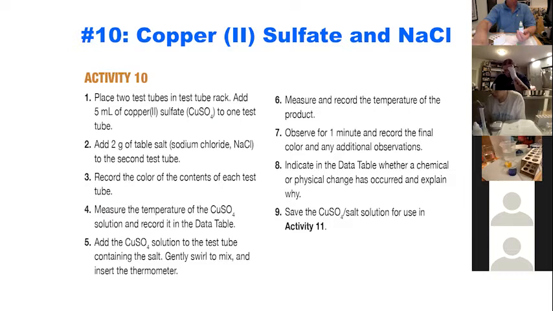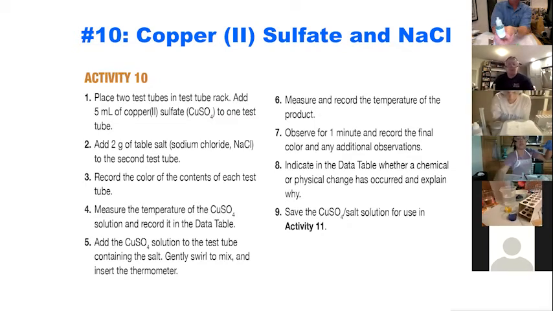I cannot find the chat. Oh, there it is. All right, so copper 2 sulfate. What does the 2 refer to? The charge. The charge of what? Copper. The charge of the copper. So what's the charge of the copper in here?